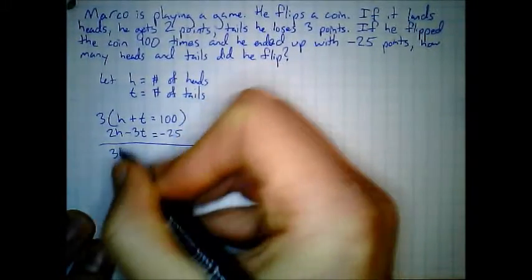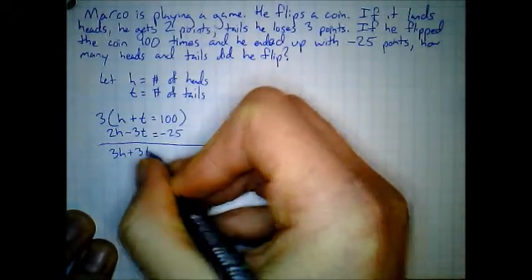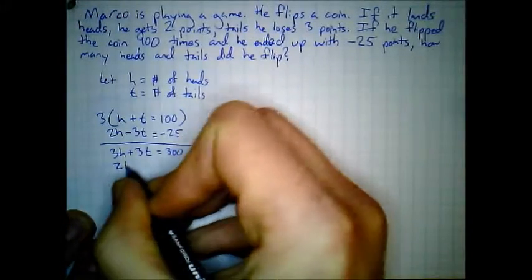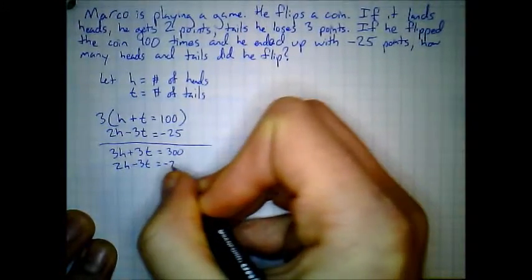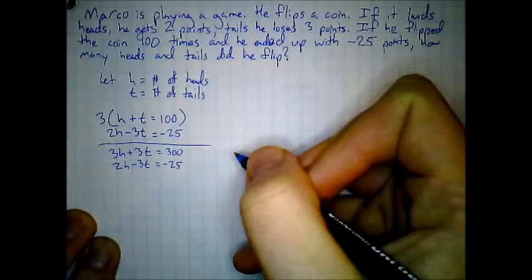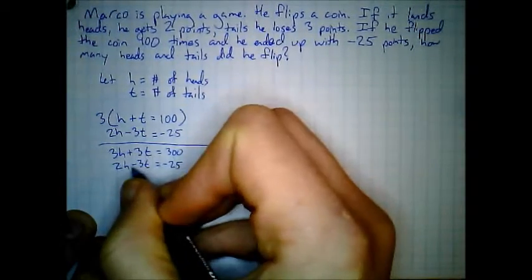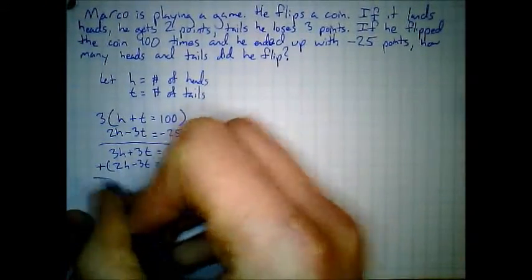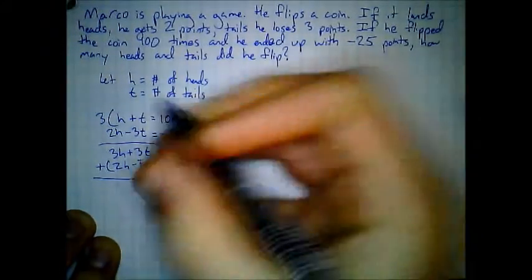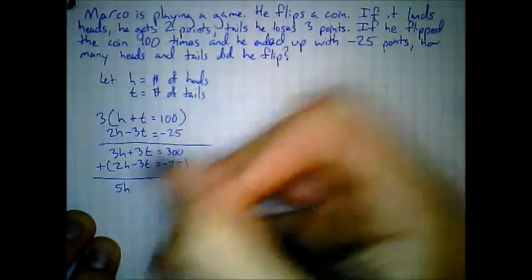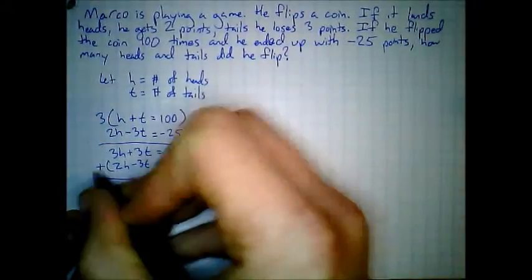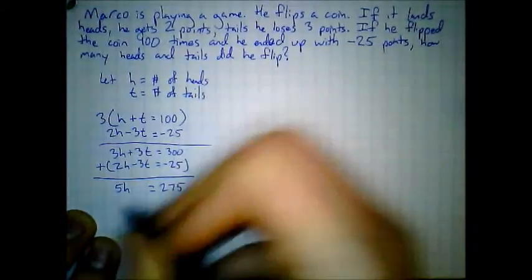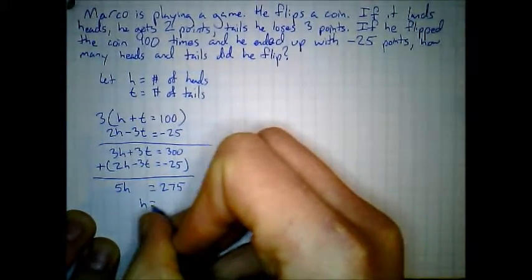3 times h is 3h, 3 times t is 3t, 3 times 100 is 300. My second equation stays the same. I didn't have to do anything to that one. So I have 2h minus 3t equals negative 25. I know my 3t and my negative 3t will cancel out when I add my two equations together because 3t plus negative 3t is 0. That's what we want. We want to eliminate one of our variables. 3h plus 2h is 5h. 300 plus negative 25 is 275. So 5h equals 275 means h equals 55.